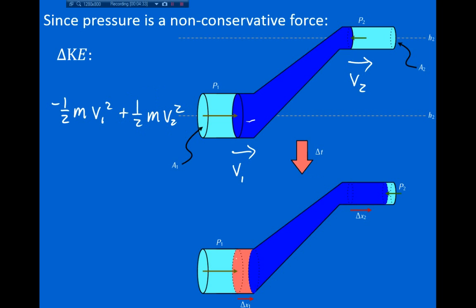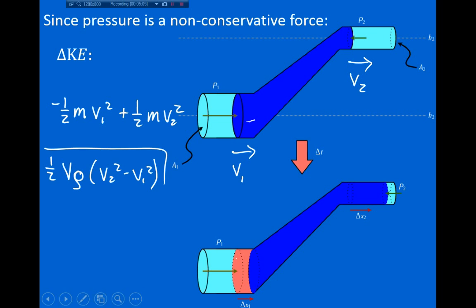Now I want to rewrite this slightly in terms of mass density and volume of water, because in the previous equation, I wrote this in terms of the volume of water that was displaced in this pipe and the volume of water that was added to this pipe. So I'm going to rewrite this in terms of that volume. So I could write this as 1/2 times the volume of water that's displaced in the pipe times the mass density of the water times v2 squared minus v1 squared. So this is the change in the kinetic energy of the water as it moves through this pipe.